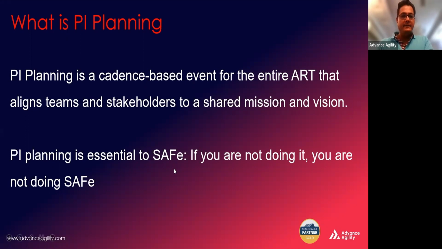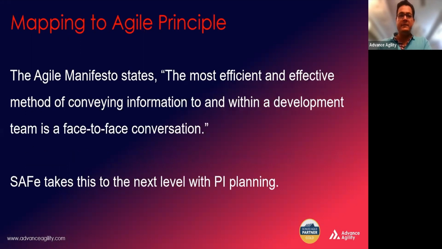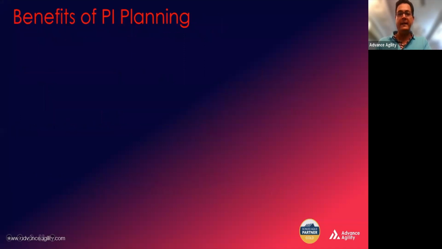So let's understand the mapping of the PI planning to the Agile principles. The Agile Manifesto principles state that the most efficient and effective method of conveying information to and within a development team is a face-to-face conversation. And SAFe takes this principle to the next level for PI planning. Though after COVID, many of us have been doing PI planning in remote setup, but still it is very important that we come on the cameras and we do video conferencing if we are doing PI planning. The alignment is the main goal for PI planning.